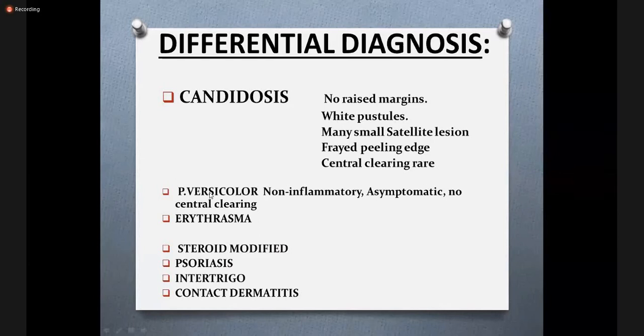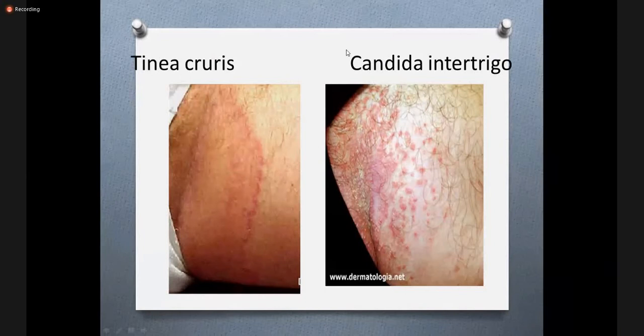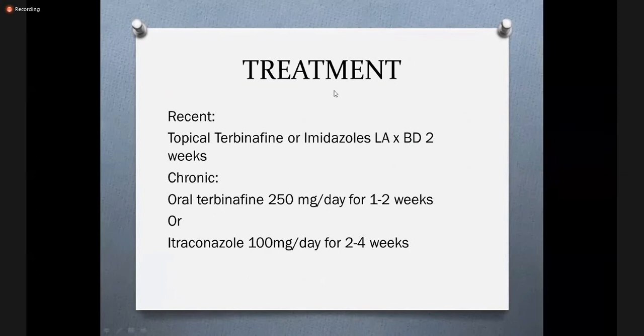Pityriasis versicolor, as we discussed earlier, is non-inflammatory, usually asymptomatic, with no central clearing. It can come into the differentials of tinea cruris. Erythrasma is also a corynebacterium infection, a bacterial infection, which also involves this area. Others are psoriasis, inverse psoriasis, and intertrigo. Intertrigo is a rash due to friction of the flexure area. Contact dermatitis can also come into the differentials of tinea cruris. Okay, this is tinea cruris with no or few satellite lesions, while candidal intertrigo has multiple satellite lesions. I hope it is clear now. The one main difference is the satellite lesions. Okay, treatment is the same, terbinafine or itraconazole.